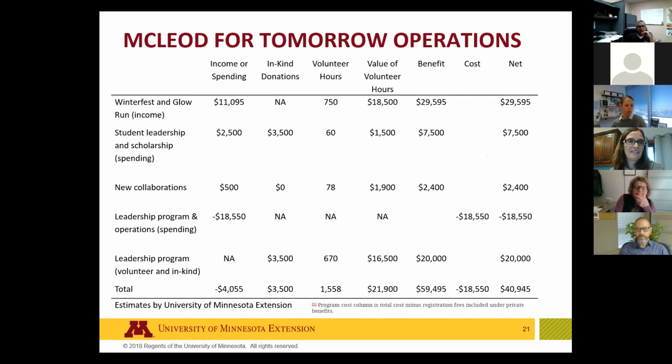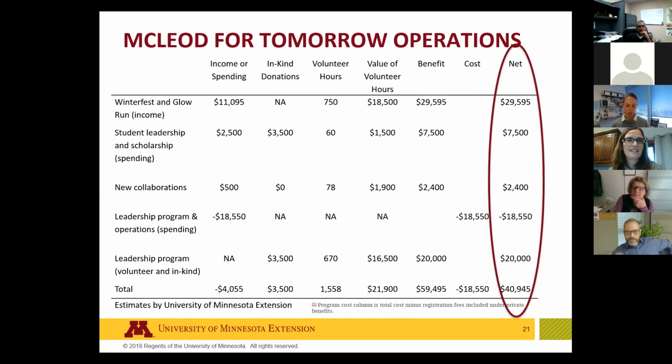And then we looked at, this is where things kind of got into the weeds for Brigid, is we were starting to look at, okay, we have all these other things that are happening. We have the Winterfest, we have the student leadership program, we have these new things like the trail maps and these collaborations that are happening. And some of those are income generating, some of those are expenditures. We've got all these volunteer hours. So we really had to sit and tease this all out. But what you can see, yeah, thank you, Scott.